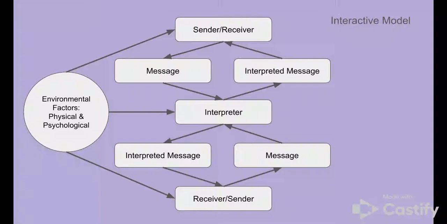I chose the interactive model, and that has three people involved, as you see in this graph: the sender and receiver, the interpreter, and then the person that's receiving or sending the message back as well. There are two environmental factors that can play a role on these three people, and that's physical and psychological. It can be things like the environment, where the interpreter is sitting, such things like that.